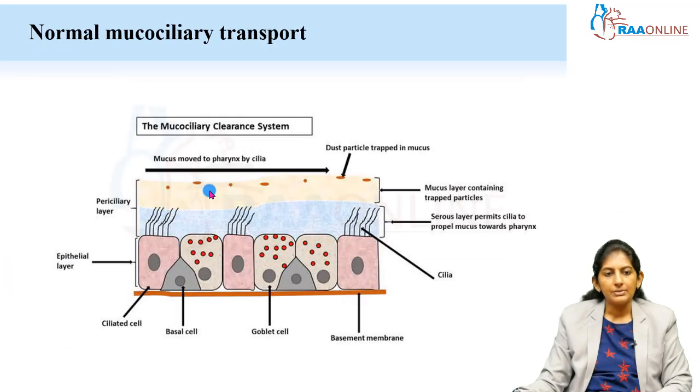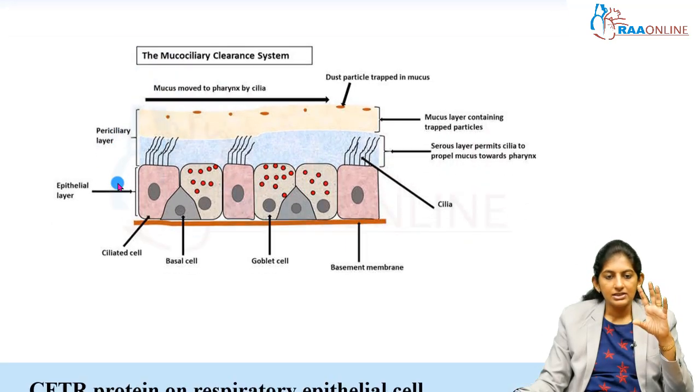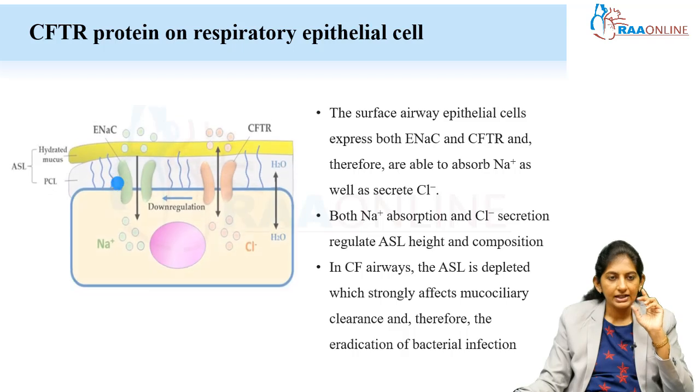So normally this is the mucociliary layer. This is the respiratory epithelium which contains cilia. Above this layer is a serous layer, and above this there is a mucus layer. The mucus layer will contain the trapped particles. The cilia are propelling forward, there is regular ciliary beating, and the ciliary frequency and the beating pattern, everything will be normal. But what happens in a CF patient? This mucus becomes very, very dehydrated.